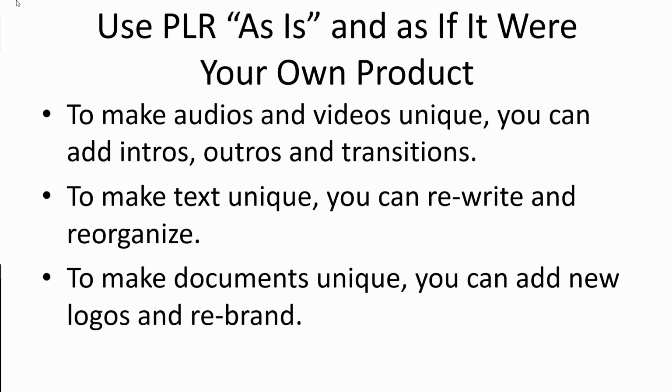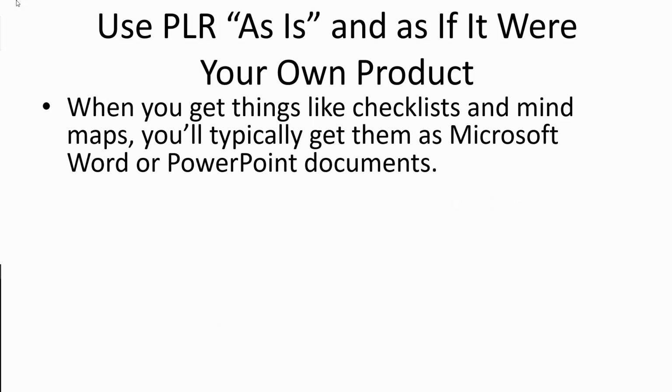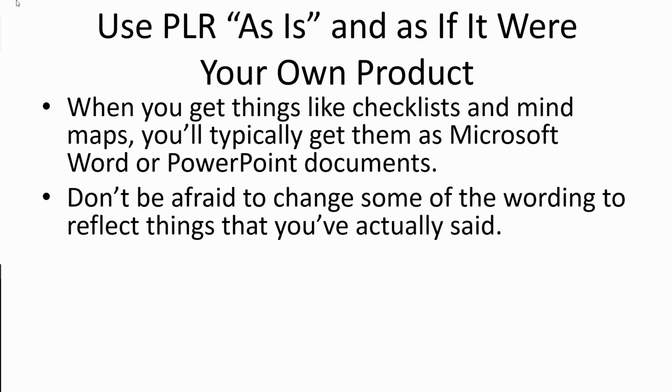Now, to make documents unique, what you can do is you can add in your logos, you can actually rebrand it, and you can take them as Microsoft Word documents or as word processing documents, and then you can resave them as PDFs, but you can actually do that once you've added in things like logos or you've added in different aspects of your particular brand. Now, the same is true when you get things like checklists and mind maps. They're typically going to come in the form of Microsoft Word or PowerPoint documents. And when that's the case, you definitely don't want to be afraid to change some of the wording or some of the order of things to reflect the things that you've actually said before to the people in your community or in your tribe or in your email marketing list.